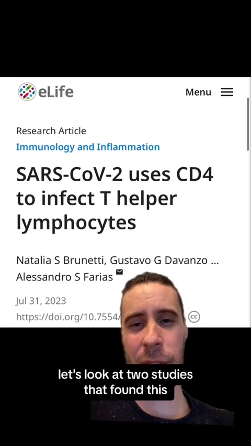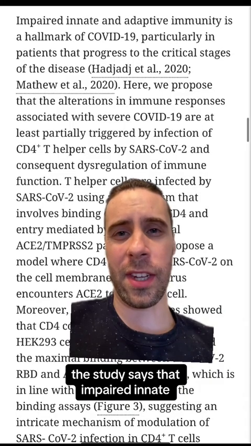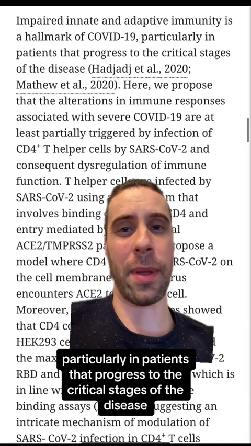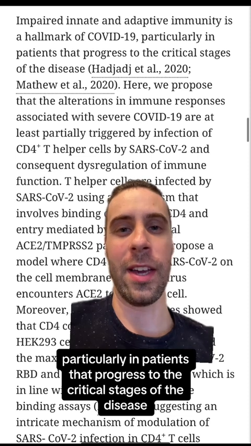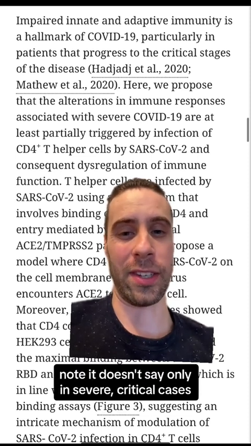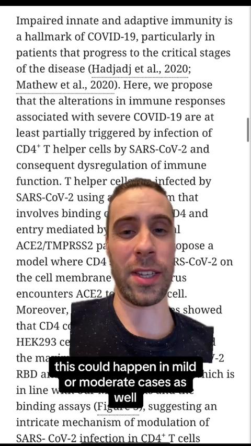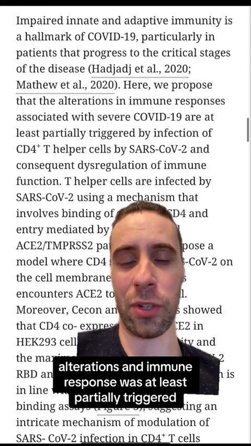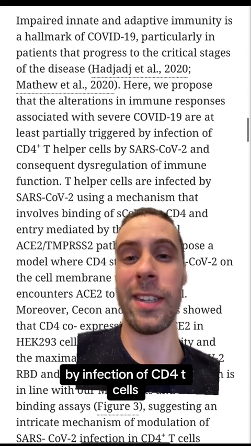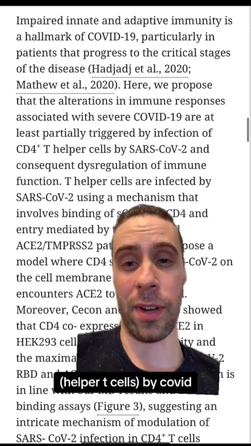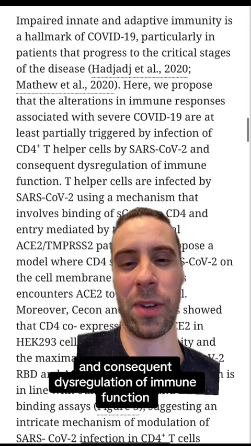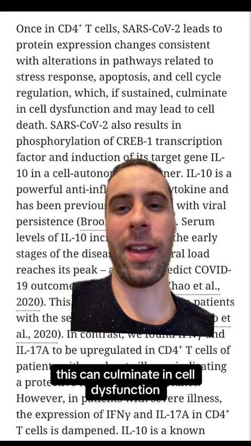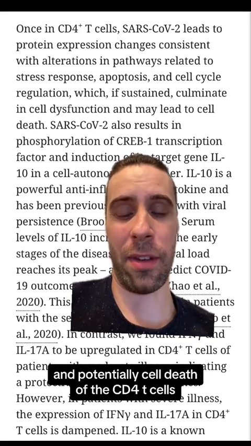Let's look at 2 studies that found this, starting with this one from 2023. The study says that impaired innate and adaptive immunity is a hallmark of COVID-19, particularly in patients that progress to the critical stages of the disease. Note, it doesn't say only in severe critical cases. This could happen in mild or moderate cases as well. In severe COVID-19 cases, alterations in immune response were at least partially triggered by infection of CD4 T cells, helper T cells, by COVID, and consequent dysregulation of immune function. It goes on to say that when COVID infects a CD4 T cell, if sustained, this can culminate in cell dysfunction and potentially cell death of the CD4 T cells.